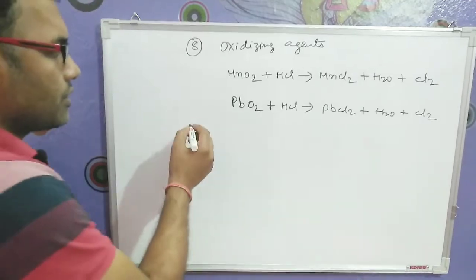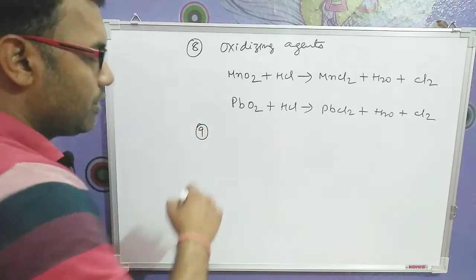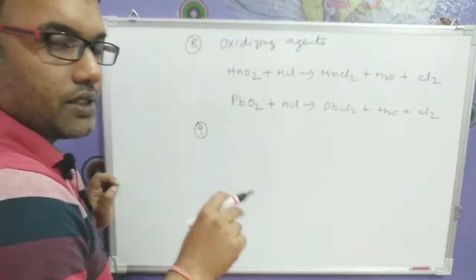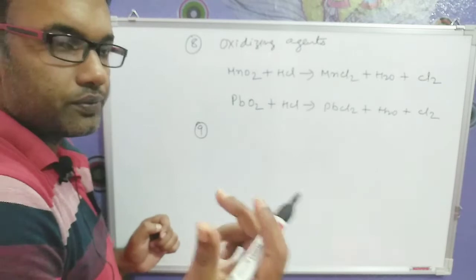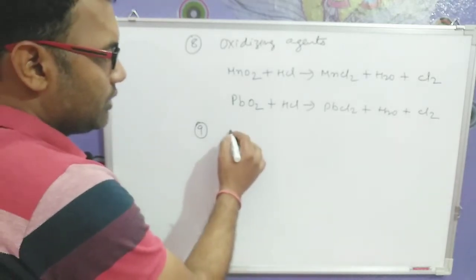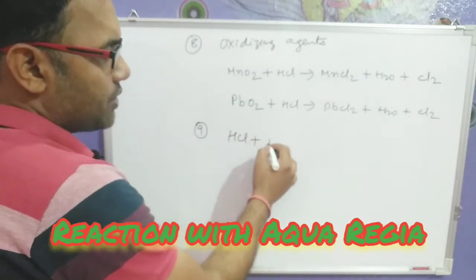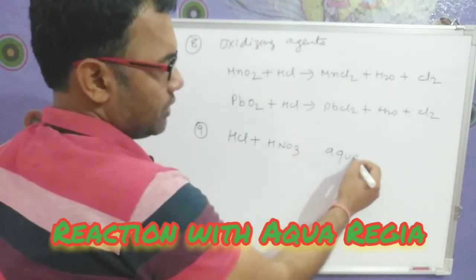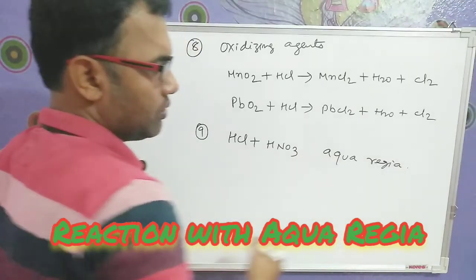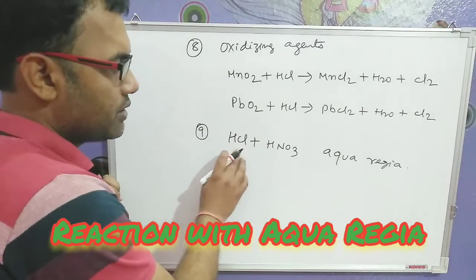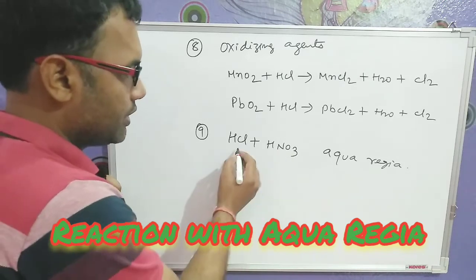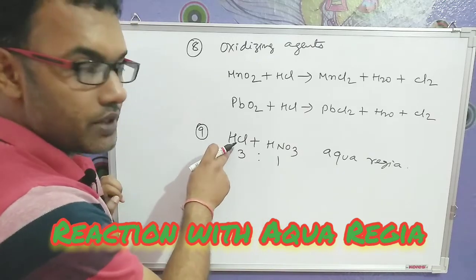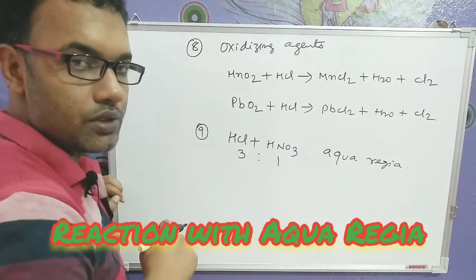Now the next reaction will be number 9. It is a part of the HCl chapter which is also included in nitric acid. That is the HCl reaction with nitric acid, and this is known as aqua regia. In aqua regia, HCl is made to react with nitric acid, and the ratio is 3:1. That means 3 parts of HCl and 1 part of HNO3 are used.